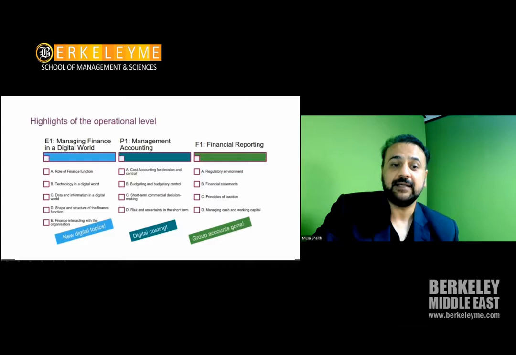So, data and information in the digital world. Data management, velocity of data, volatility of data, variety of data. Facebook, Twitter, Instagram are big data centers which hold a lot of information, and from this information they are generating a lot of dollars. So this whole mechanism is very interesting in the data and digital world, shaping the structure of finance.